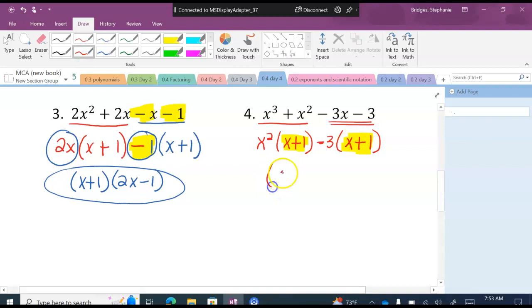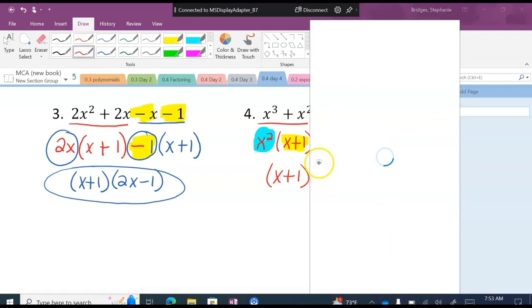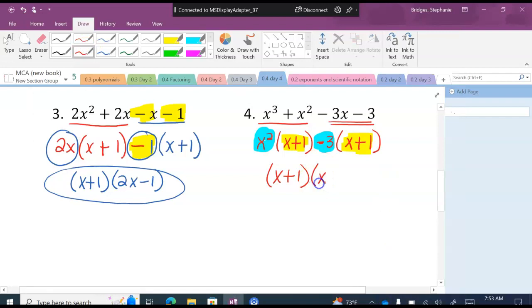When we do that, we pull that same thing out, that x plus 1. My leftovers go in the second parenthesis. So in my second parenthesis, it would be x squared minus what? 3. Can either of those break down any further? Are either one of the terms in my parentheses both perfect squares or both perfect cubes? No. So that's as far as you can take that.